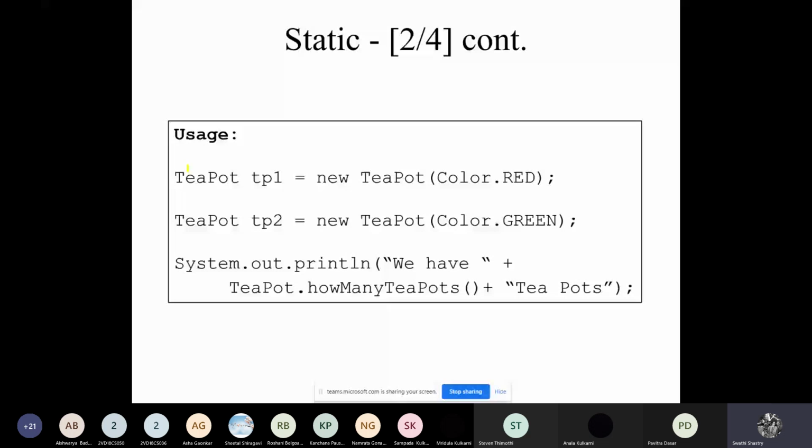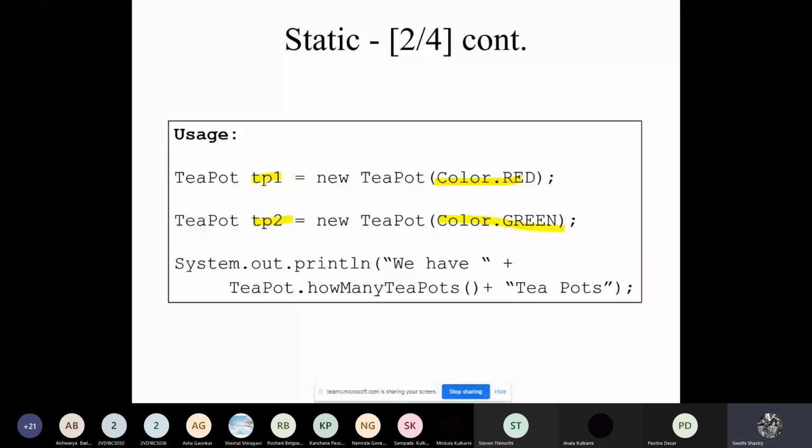So what I have done, we have created an object called TP1, and it is taking a variable value color as red, and for TP2 the color taken is green. So one teapot color is red, one more teapot color is green. Okay. So if I want to print something, like how many teapots are there, I need not make use of teapot 1 and teapot 2.